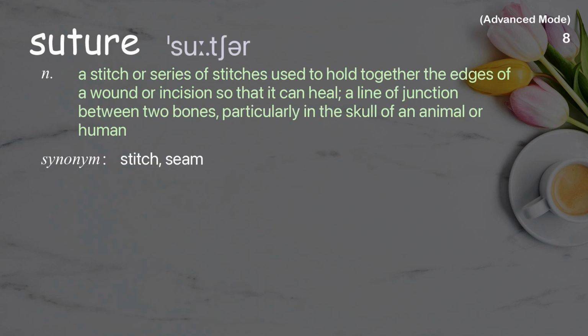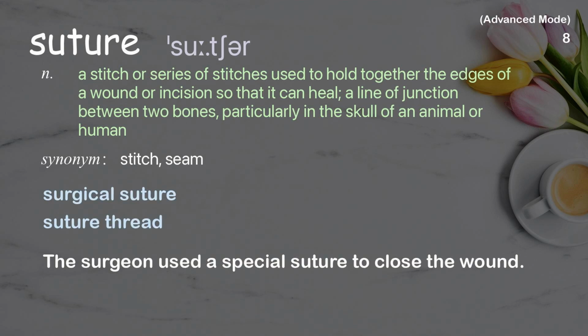Suture. A stitch or series of stitches used to hold together the edges of a wound or incision so that it can heal. A line of junction between two bones, particularly in the skull of an animal or human. Examples: Surgical suture. Suture thread. The surgeon used a special suture to close the wound.